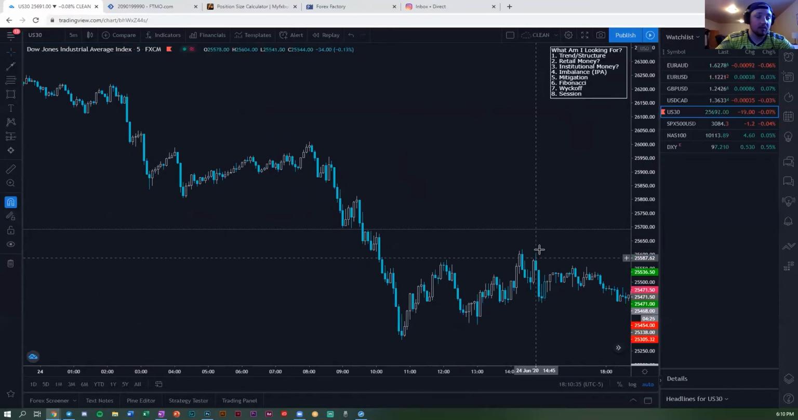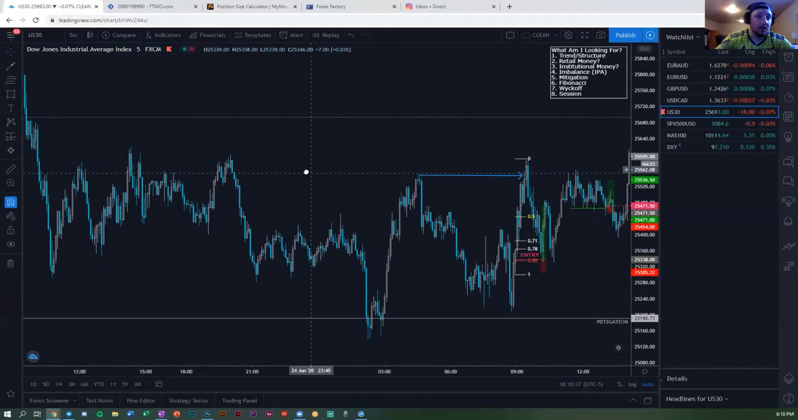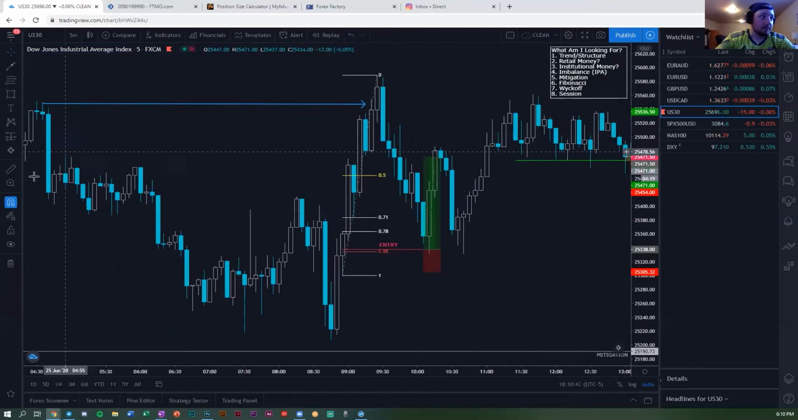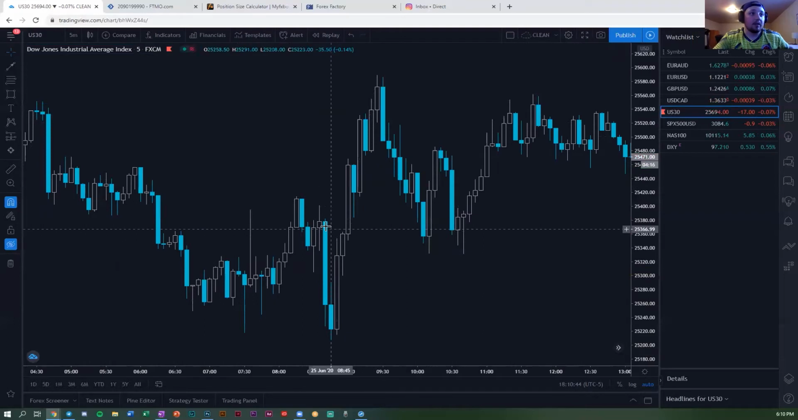Let me turn this back on so I can see where we are. Yeah, so we can see this a little bit better. So here is the start of that institutional move, right? The institutional move is right here, comes down, takes out these lows, clears the liquidity.